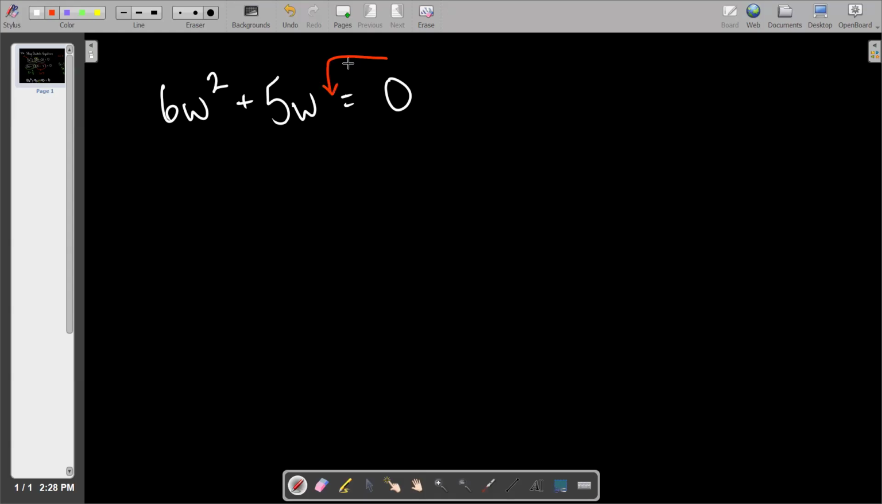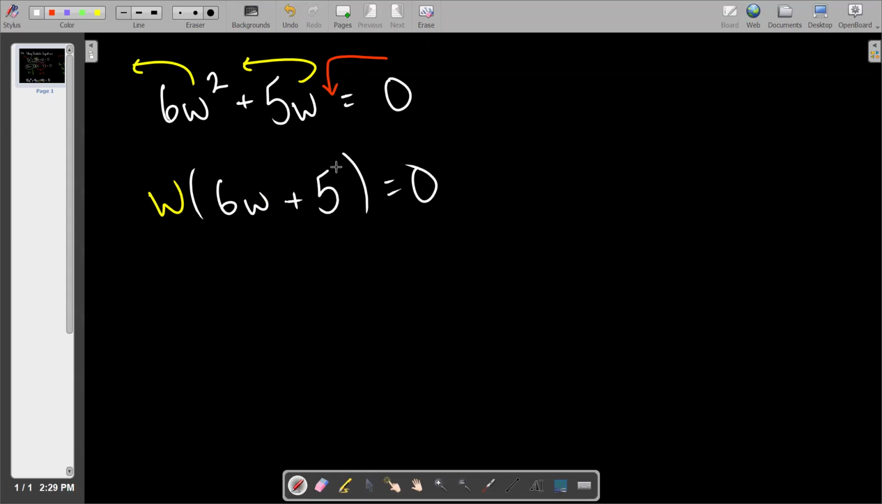We just learned this, I think, yesterday. Maybe it was Thursday. I don't know. But when you get a quadratic like this that's missing the back term, what do you do? You pull out the W because it's what they have in common. And it's sure shooting not a difference of squares. So I'm going to pull a W out of that term and a W out of that term and put the W out front. And what does that leave us with? 6W plus 5.